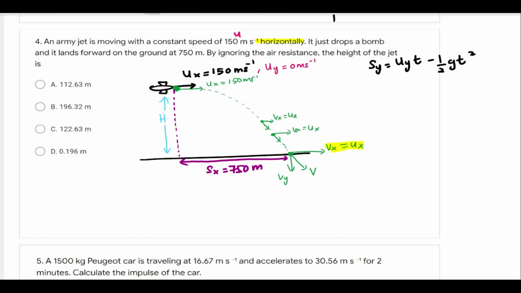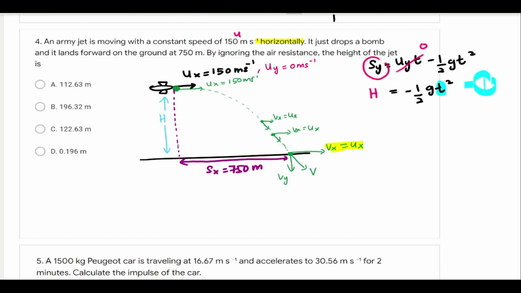Okay, UY kita dah tahu is equal to 0. So we can cancel out this one. Dan ini adalah H yang kita nak cari. Okay, so dia akan jadi negative half GT squared. Tapi kita tak boleh selesaikan sebab kita tak ada masa, time taken for the bomb to land on the ground. Okay, so kita boleh tinggalkan dahulu. This is our first equation. So we can proceed to the second part.